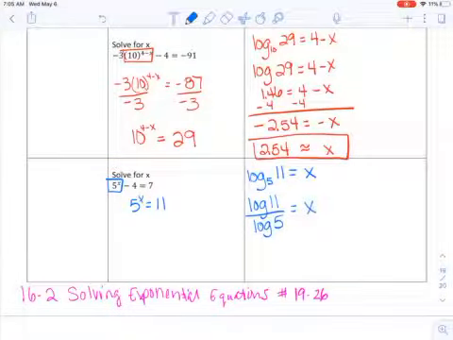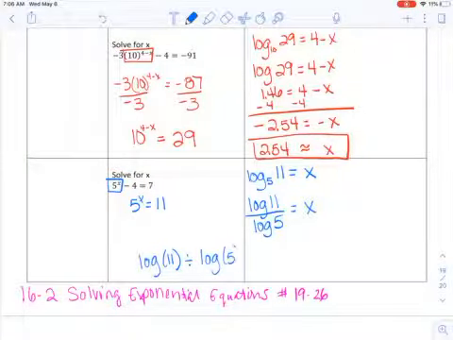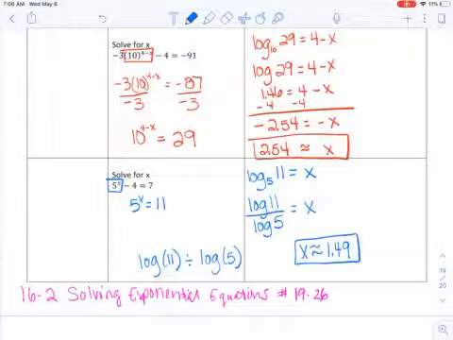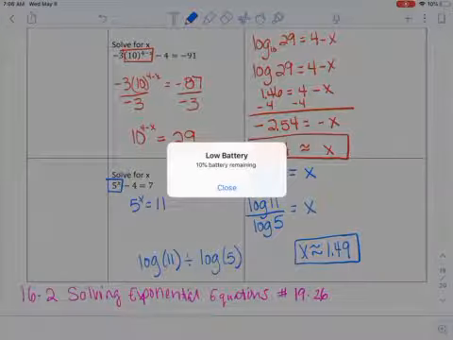Okay, and again, I can just plug that directly into my calculator, but when I plug it into my calculator, I have to do this. Yours might be a little bit different. Just, again, be careful. And so when you do that, x is about equal to 1.49.